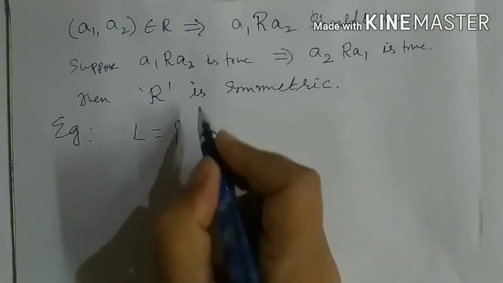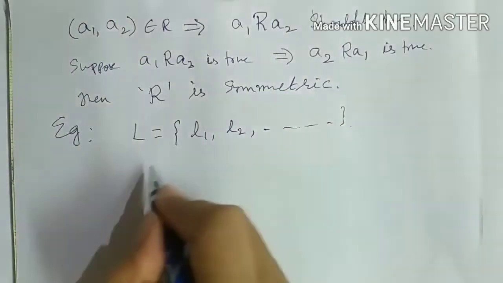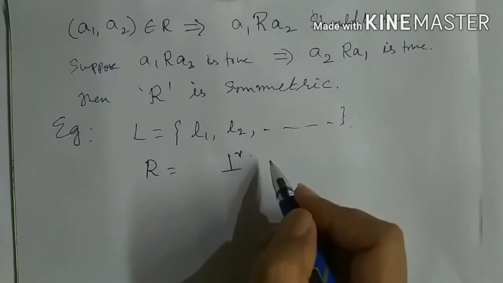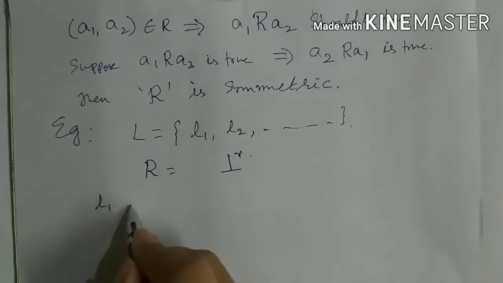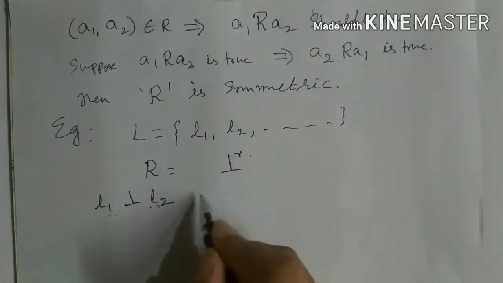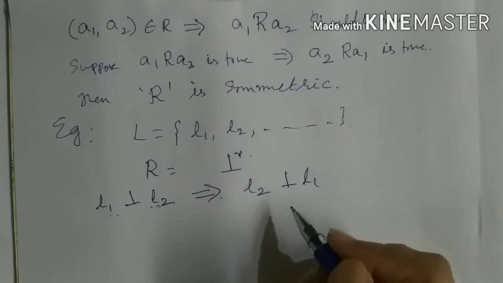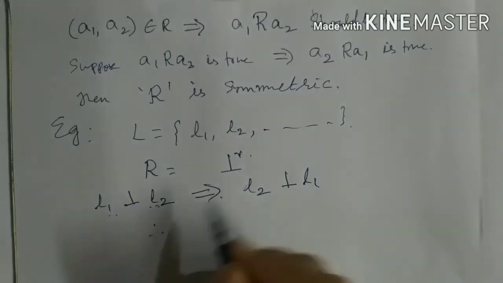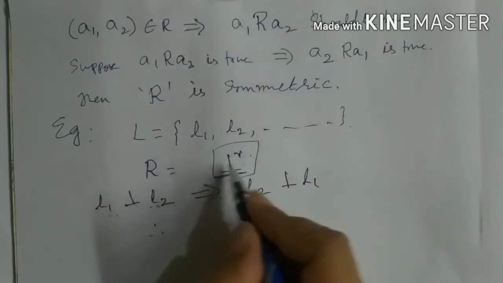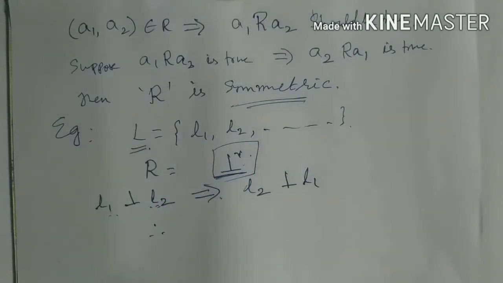So let us consider an example. Let us consider the set of lines L1, L2, etc. And also let us consider the relation perpendicular. So L1 is perpendicular to L2. That should be true. Definitely it implies L2 is perpendicular to L1. Therefore, what we can say is the relation perpendicular is symmetric on the set of lines L.